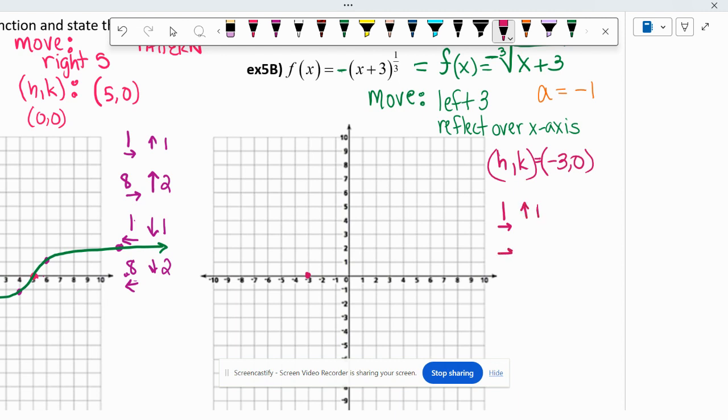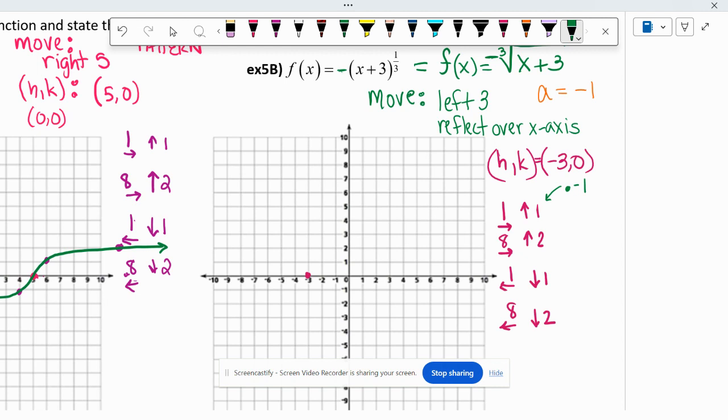And if I move 8 units to the right, typically in my pattern, I go up 2. If I move 1 unit to the left, I typically go down 1. And if I move 8 units to the left, I typically go down 2. But remember that your pattern always gets multiplied by a, and a is -1.